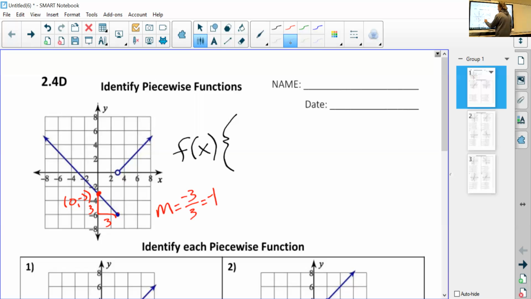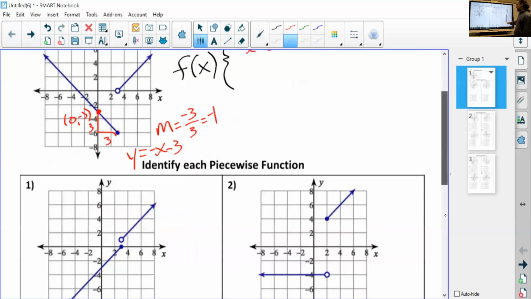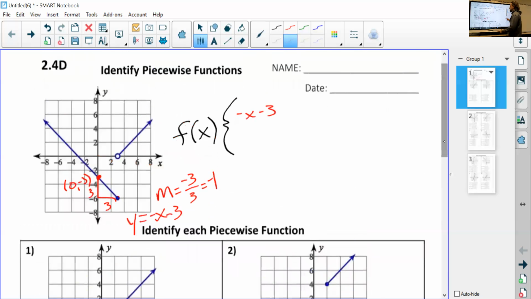So my equation would be y equals -x, and then our intercept is -3. Okay, so that's the equation, or formula, for that line. So if I want to put that into function form, I drop the y equals, that's our f of x. So I've just put -x minus 3, and then I think they put semicolons, or no, just commas. Okay, just a comma.